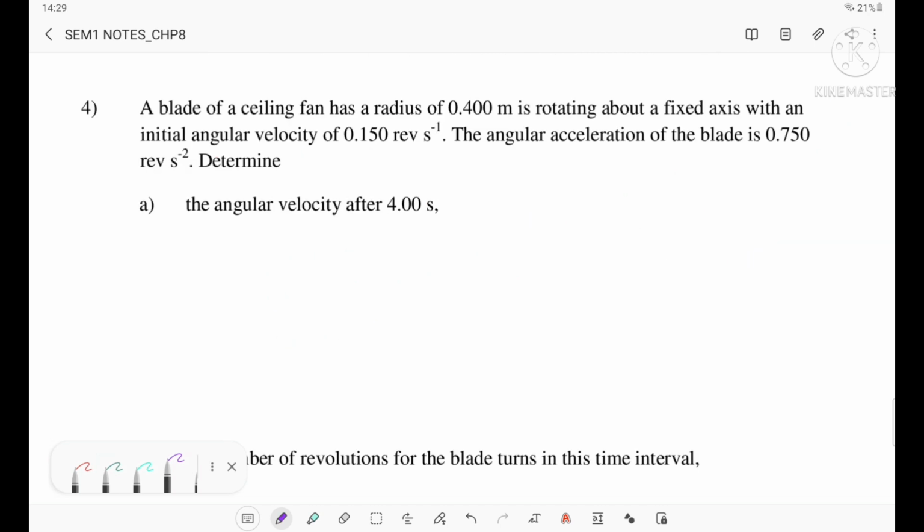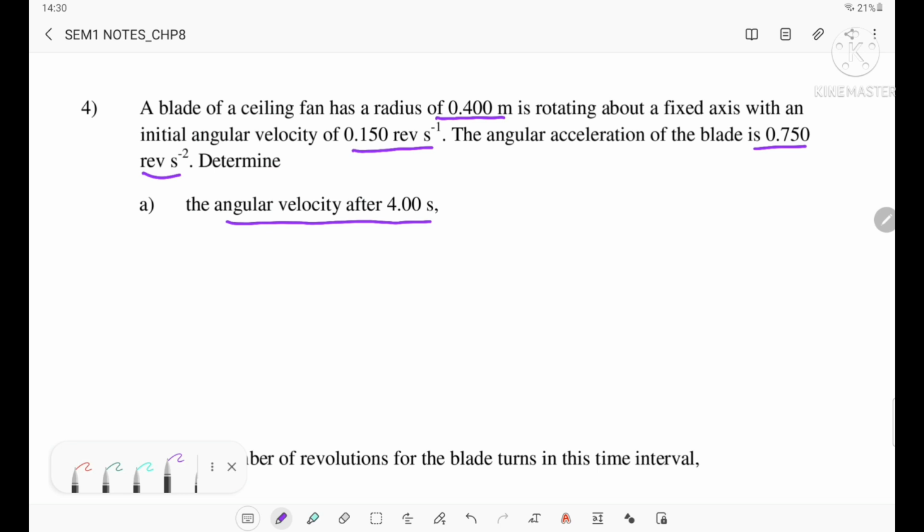Alright, next question. A blade of a ceiling fan has a radius of 0.4 meter, and is rotating about a fixed axis with an initial angular velocity of 0.150 revolution per second. The angular acceleration of the blade is 0.750 revolution per second squared. You need to determine the angular velocity after 4 seconds.